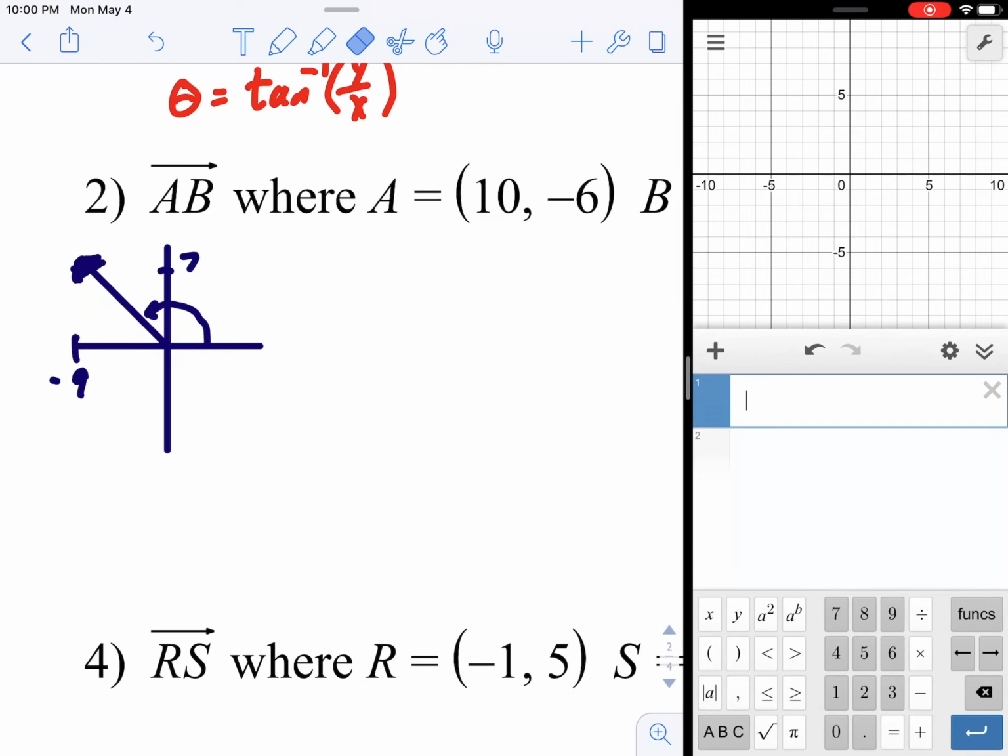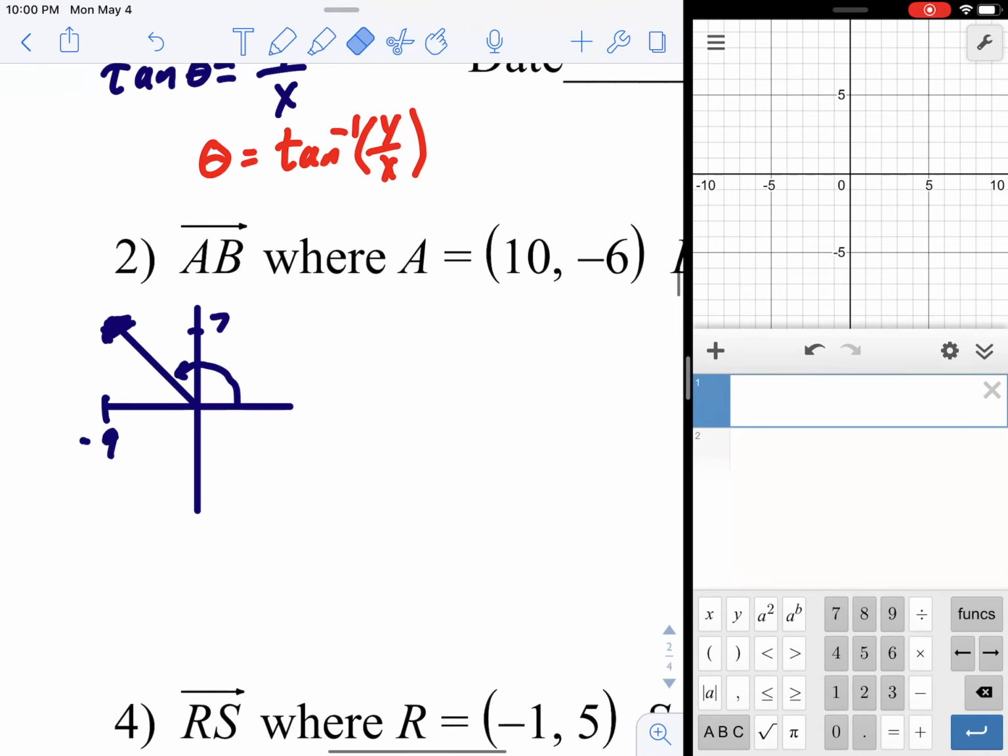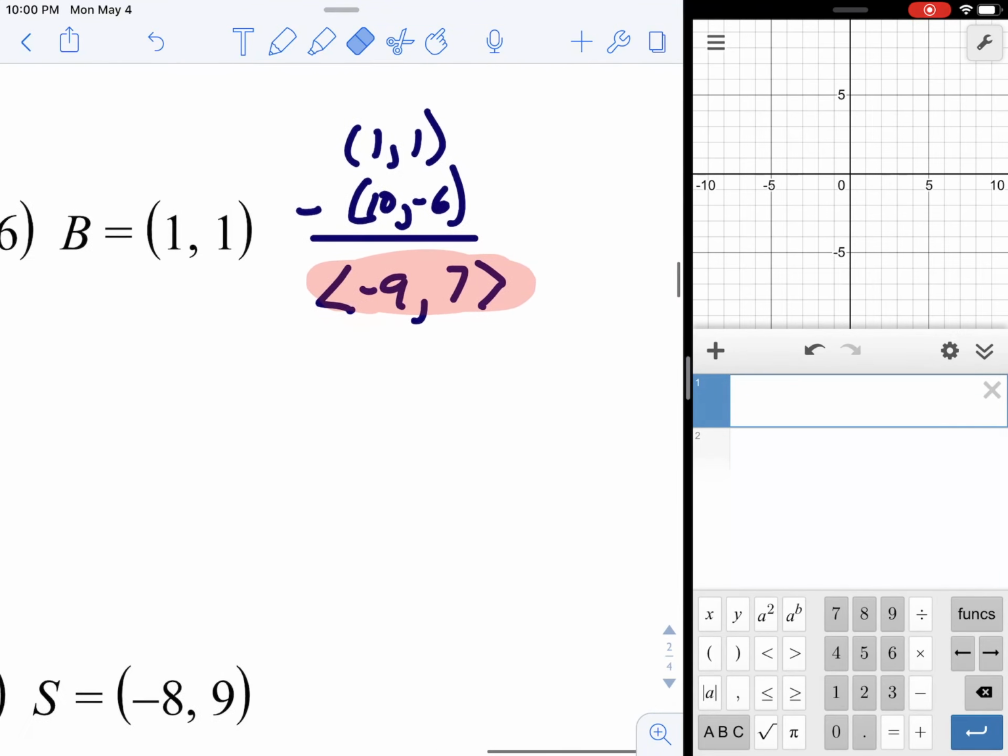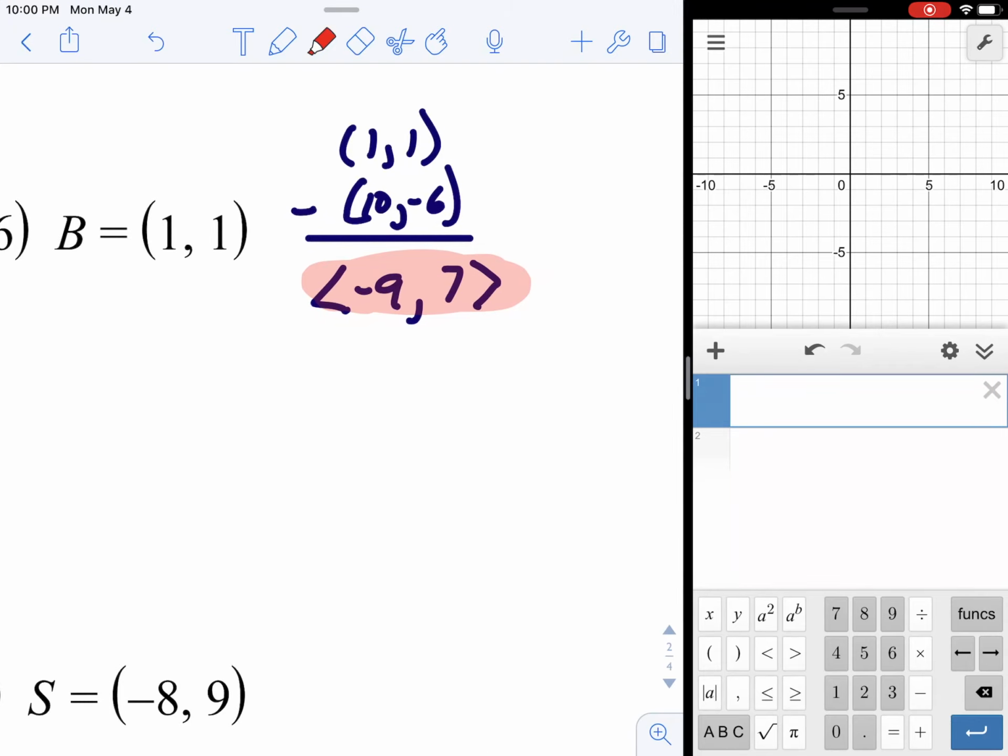So the fact is, oh, my dog just ran into the room. When you're doing this work here and you've got negative numbers, oh, he jumped up on me. Goodness, you're in for a treat today.